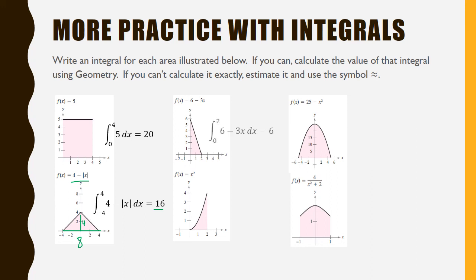The third one is also a triangle. It's the area from 0 to 2 of 6 minus 3x. And again, the triangle area formula gives me 6. The fourth one is the area from 0 to 2 of x squared.